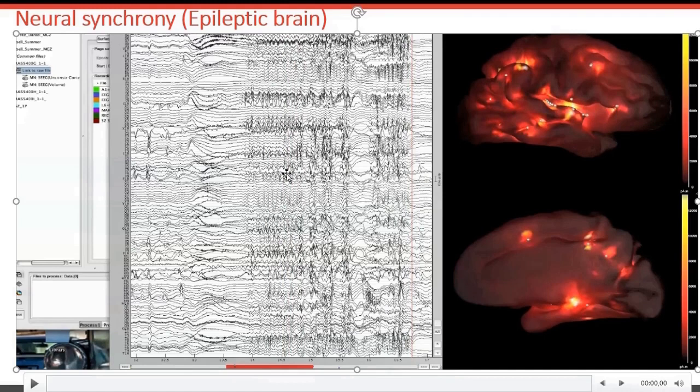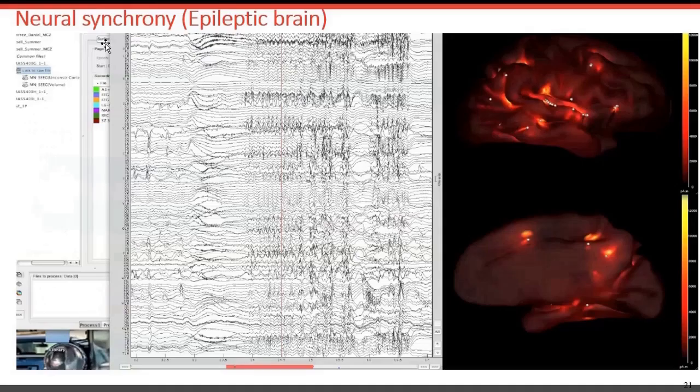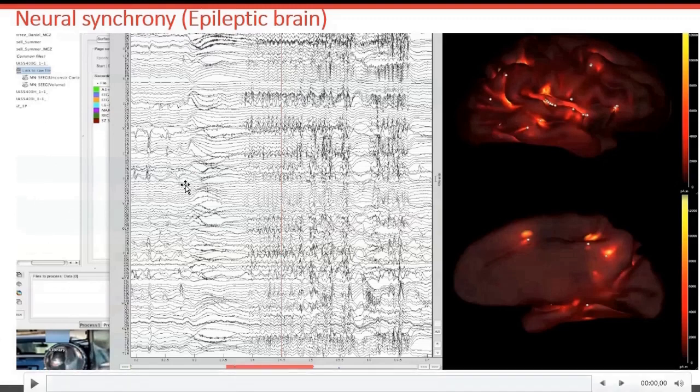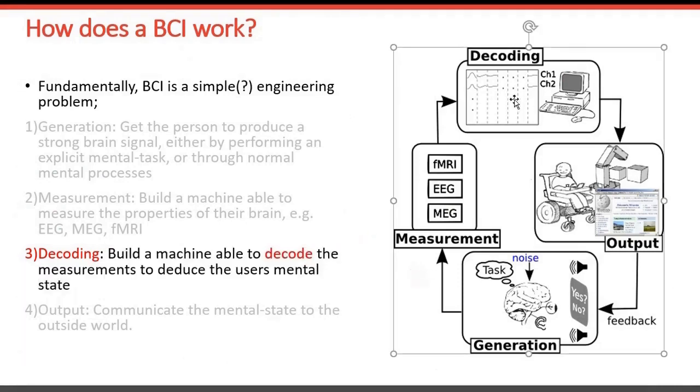To decode this kind of data, to translate it into external applications. Decoding mental state is the most important component of the entire BCI system, because given this kind of data set, we use signal processing, classification or decoding techniques in order to decipher brain activity or mental state. So building a machine able to decode measurements to deduce the user's mental state is one of the crucial components that allows us to move into the final application, which is the controlling of different output devices, such as a computer cursor, and many others.